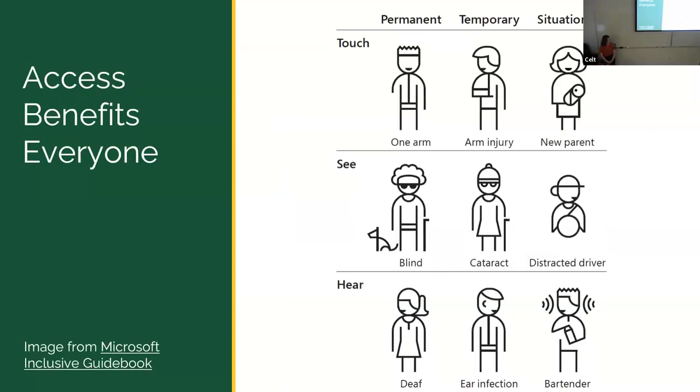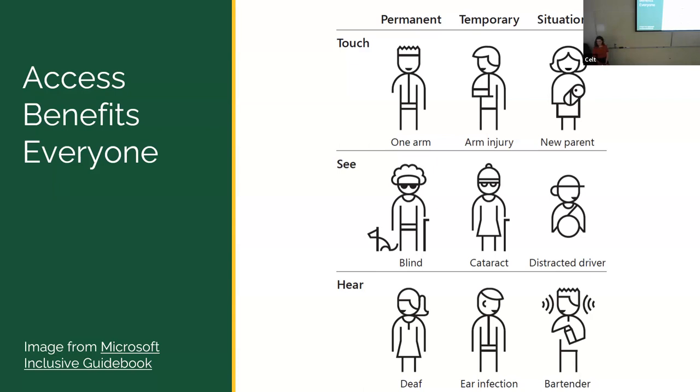So this is a graphic from the Microsoft Inclusive Design Toolkit, and it shows some examples of situational, temporary, and permanent disabilities. We say the word disability, most people think of the big ones, like being in a wheelchair or having one arm, being blind, being deaf, that sort of thing. But accessibility features also can help people in situational and temporary disability situations, such as having an arm injury, having cataract surgery where you can't see temporarily, having an ear infection where you can't hear temporarily.